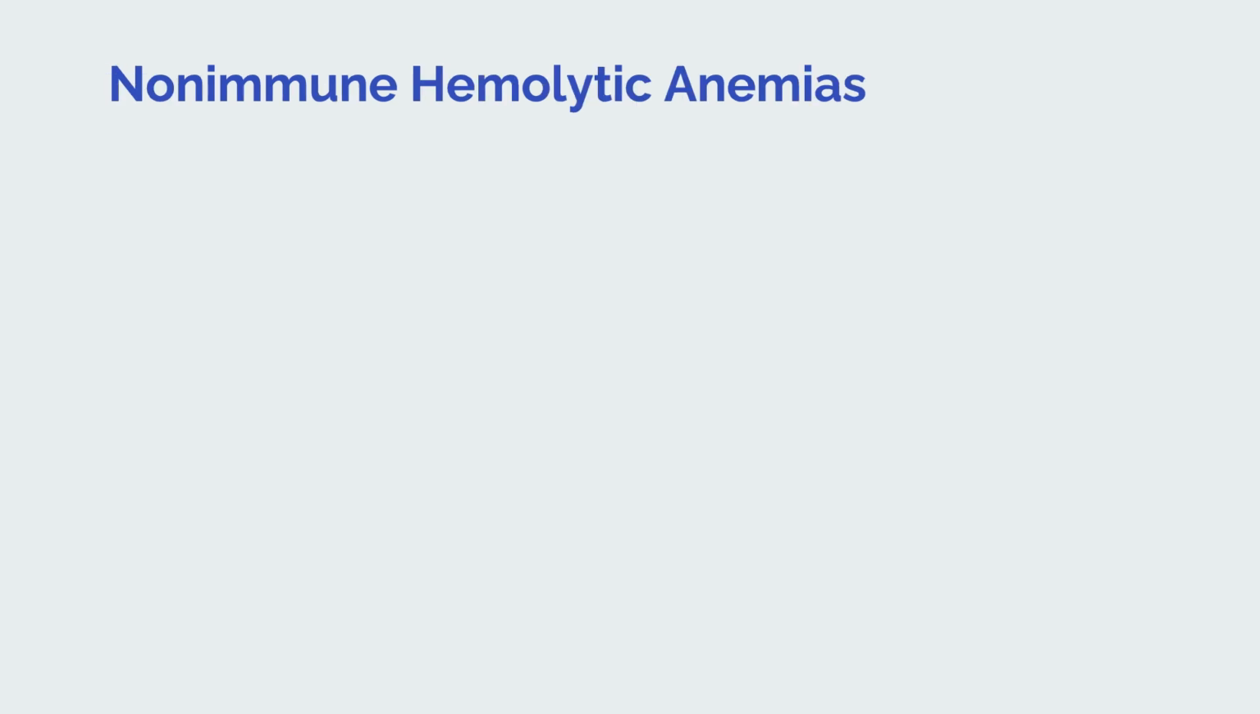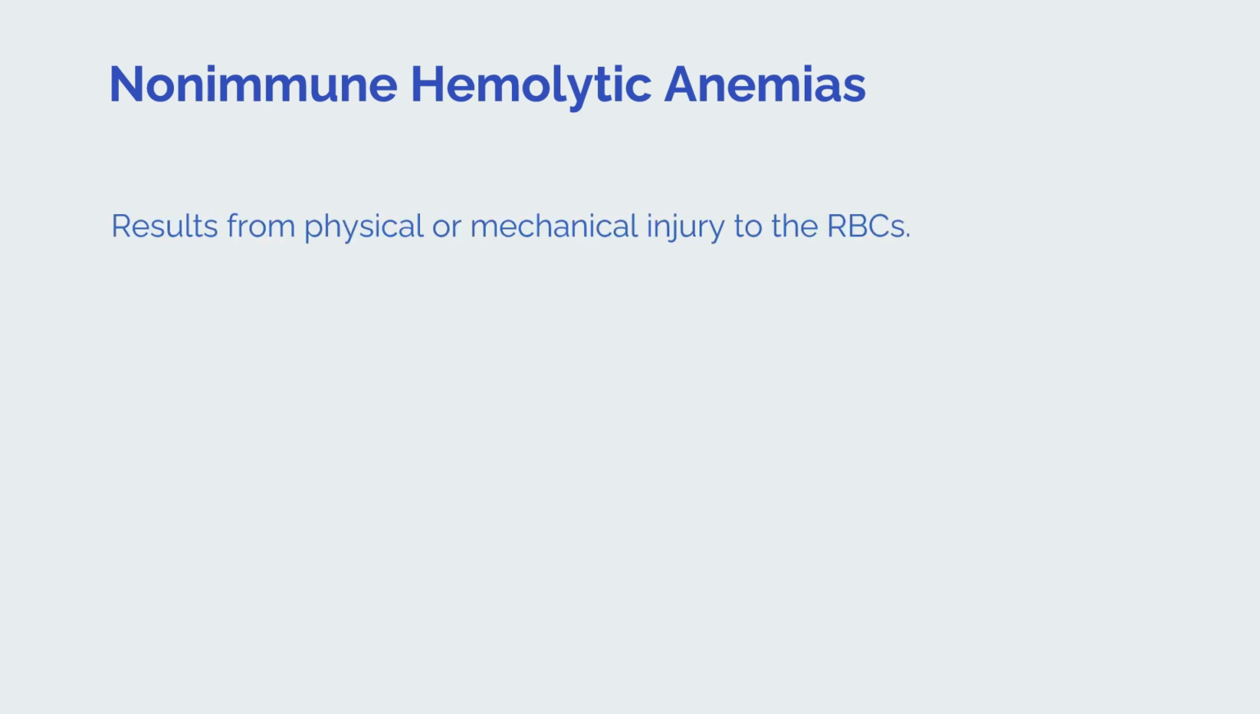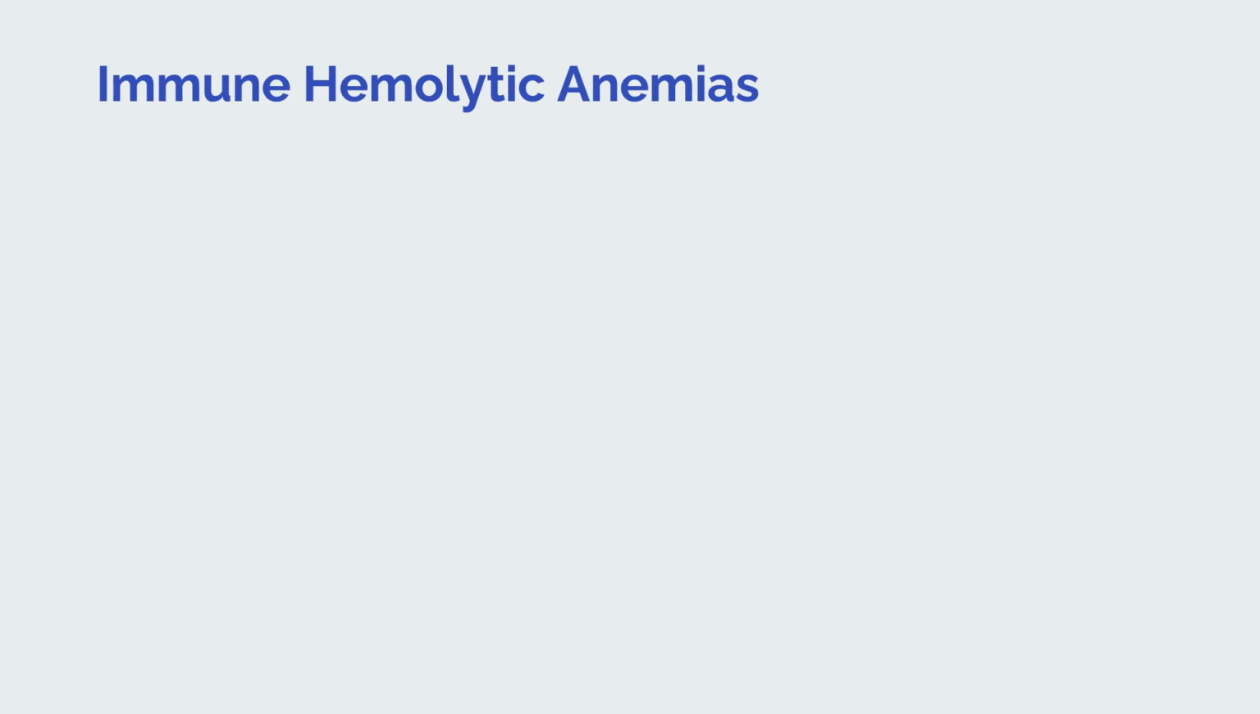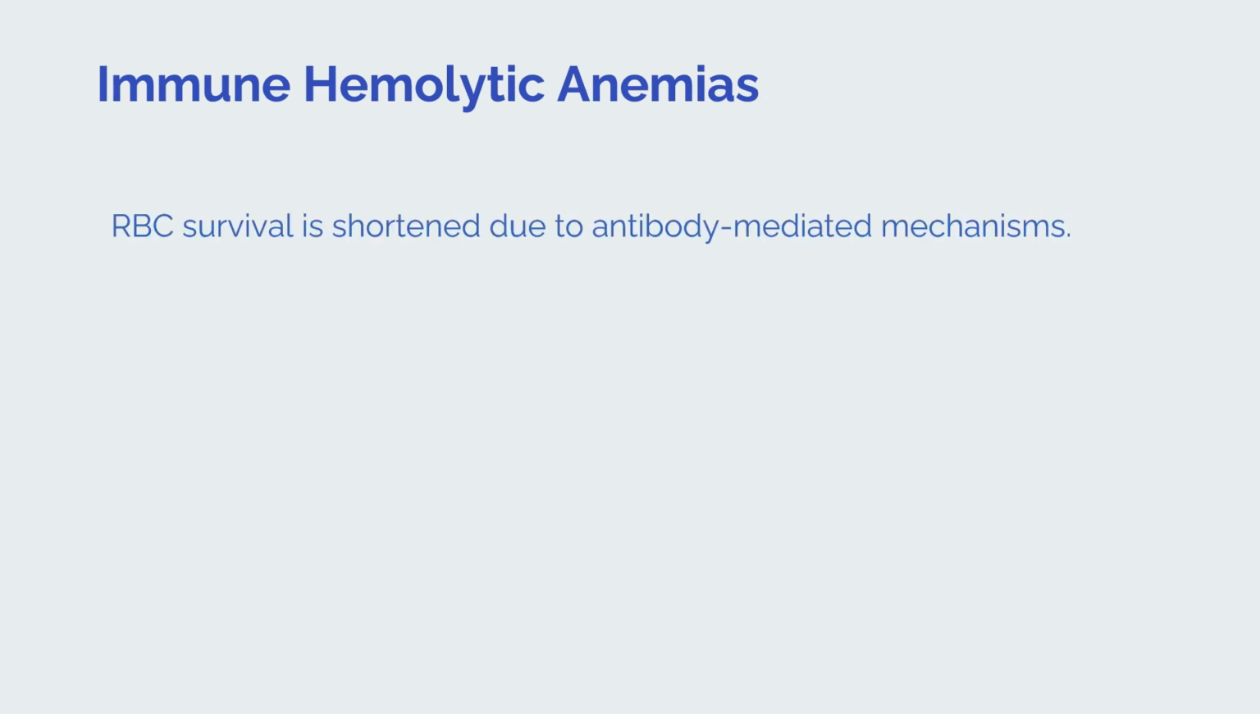Let's first remind you about non-immune hemolytic anemias. These types of anemias, as discussed in the previous chapter, you can find the link to this video down in the description and on the right side of the screen now, result from physical or mechanical injury to the RBCs. Imagine tiny bumps, blows, or bruises that push these cells to their breaking point. On the other hand, immune hemolytic anemias occur when the survival of RBCs is shortened due to antibody-mediated mechanisms. It's like an army of antibodies attacking these innocent cells.